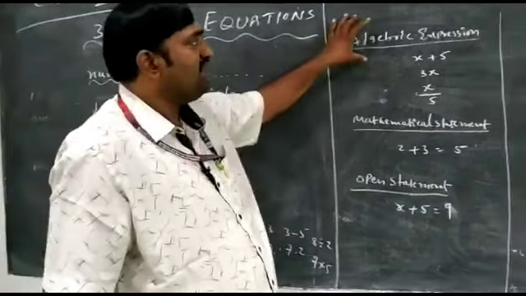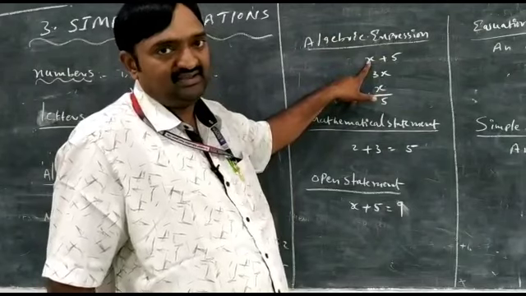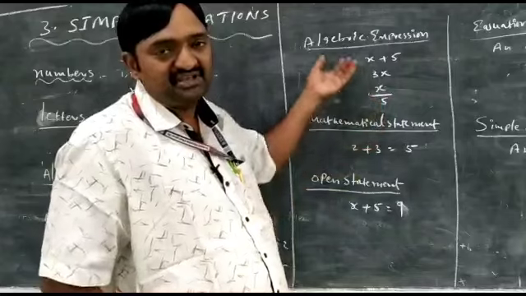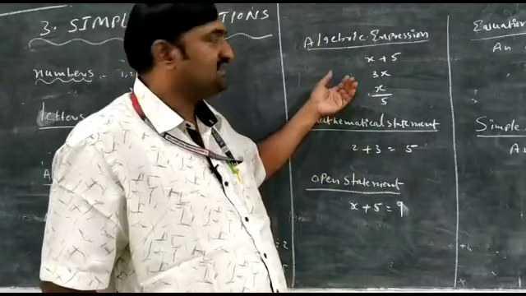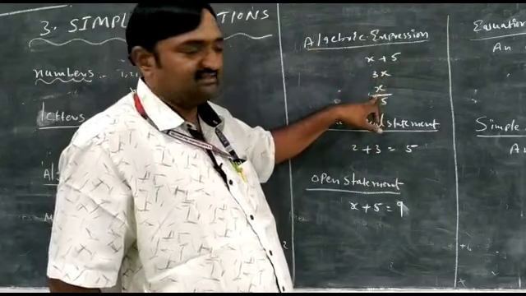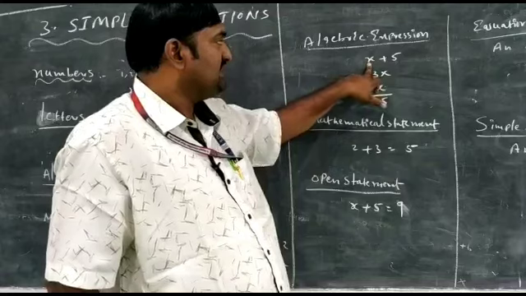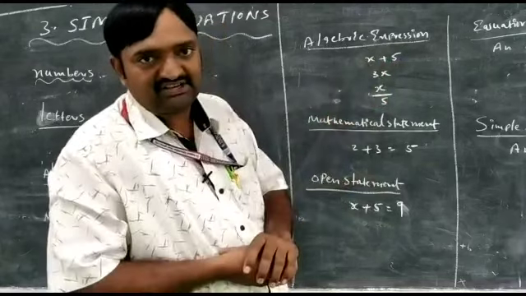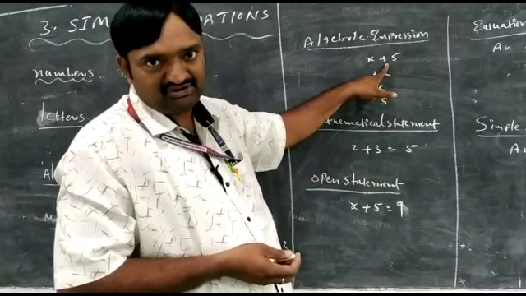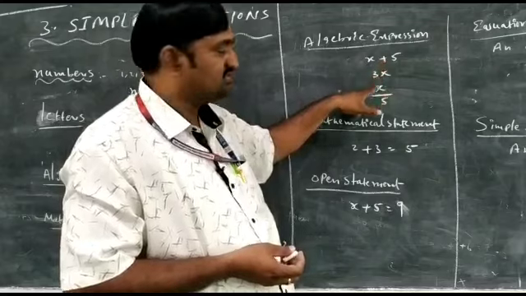Next we come to letters and numbers used together. This is called an algebraic expression. Why? Because when we are going to use equations, these terms are also used. For example, x plus 5, 3x, x by 5. Now you understood, I think. In this, letters and numbers together are an algebraic expression, combined with the symbols of the 4 operations: plus, minus, multiplication, division.